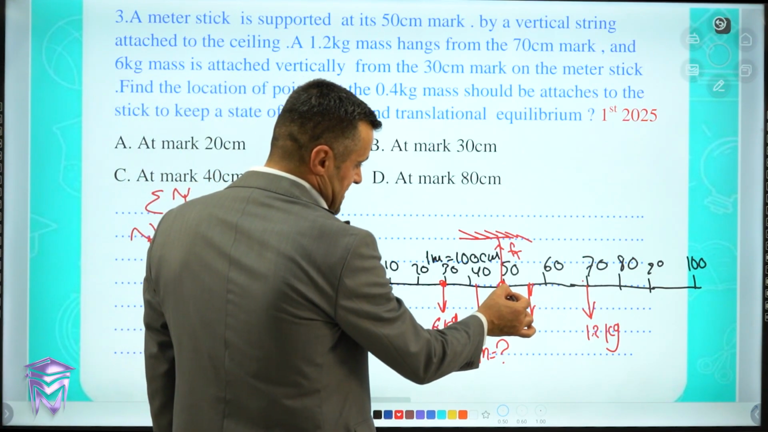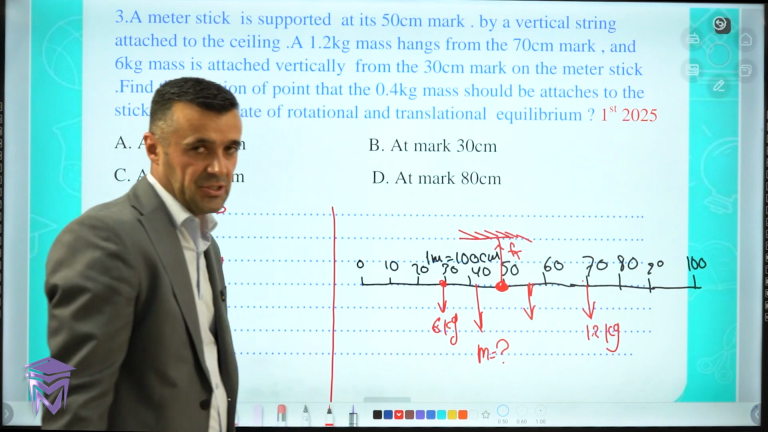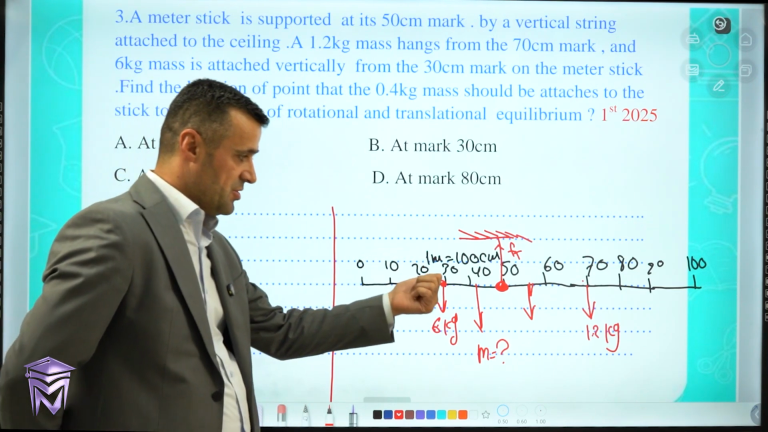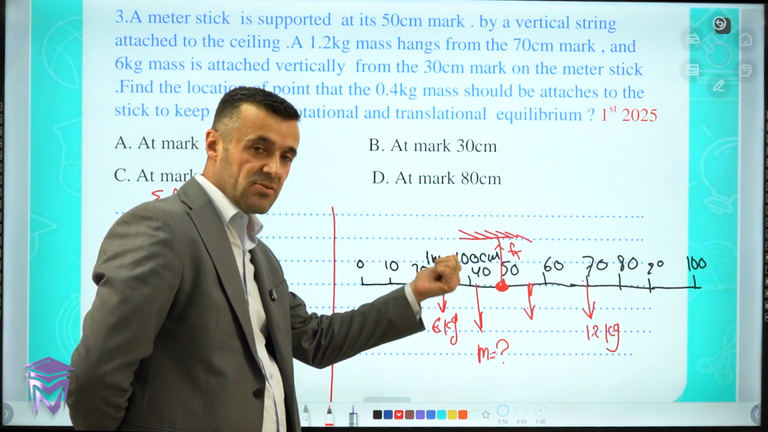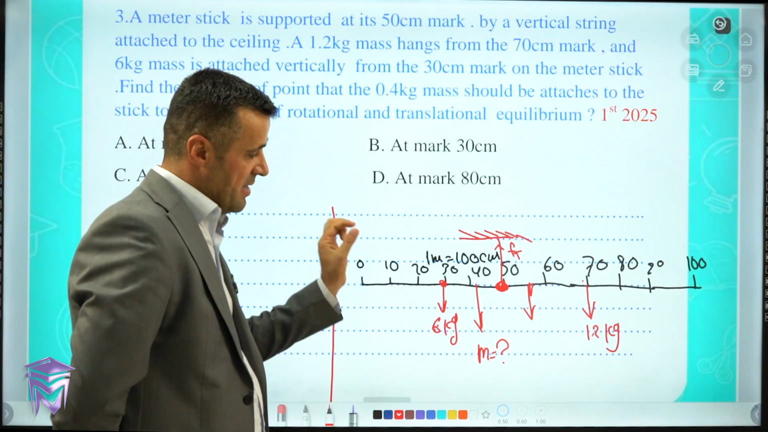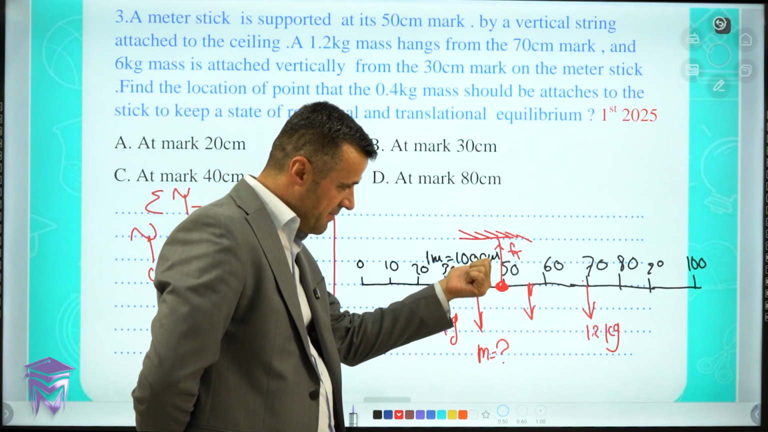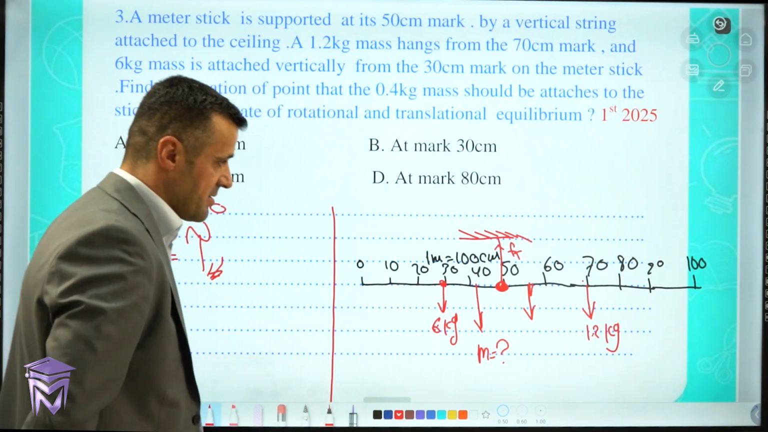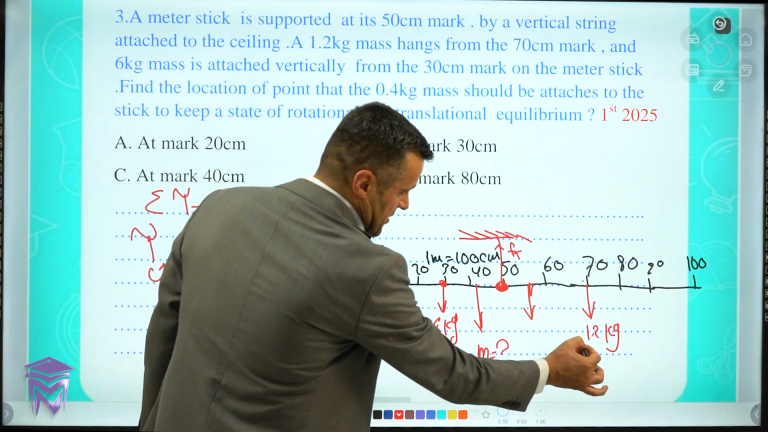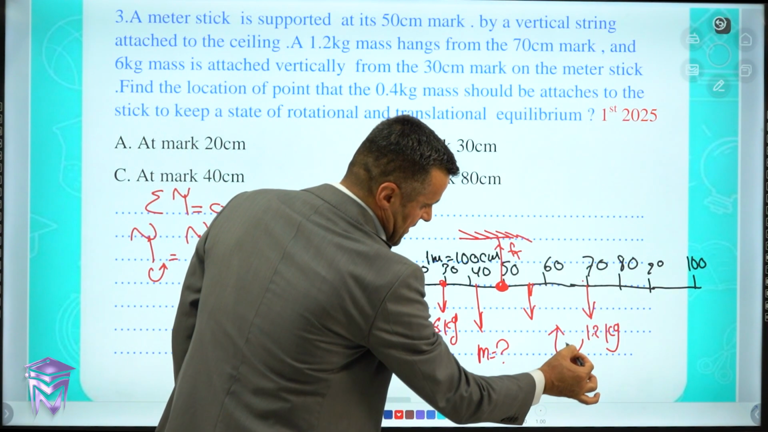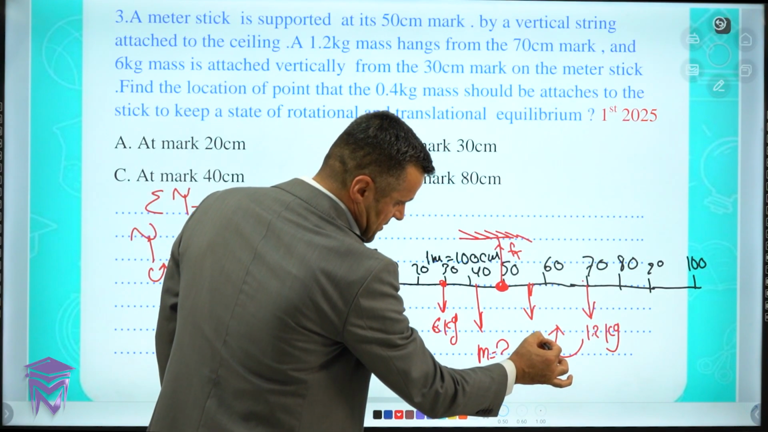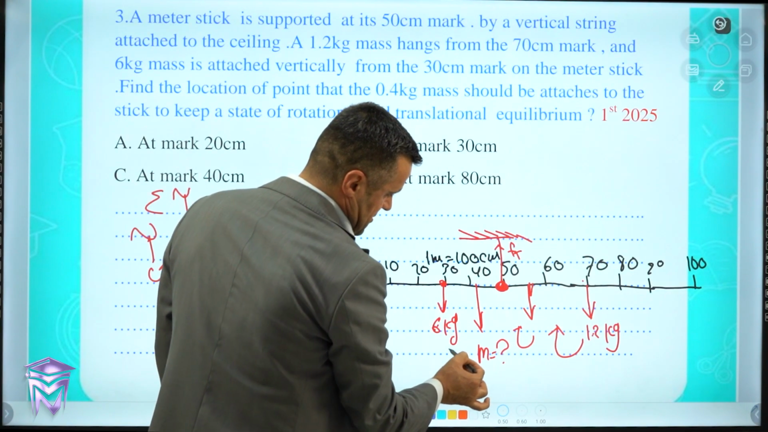This point is the axis of rotation. So the determination of the axis of rotation, our point of axis of rotation, is very important. The axis of rotation for this question is the 50 centimeter mark. This torque is in the clockwise direction. This is the total torque in the same clockwise direction.